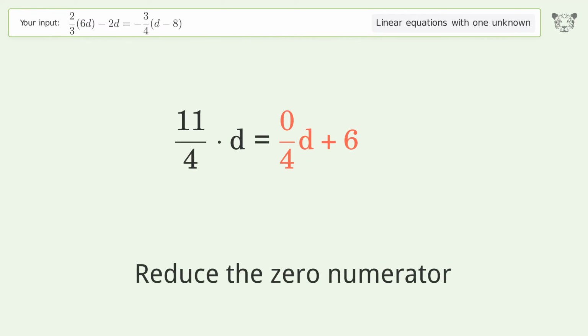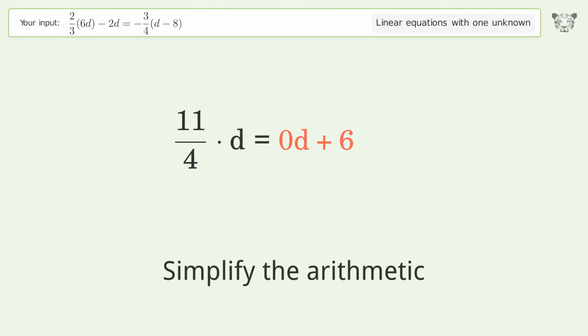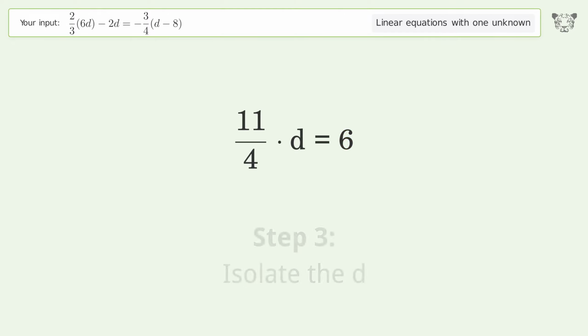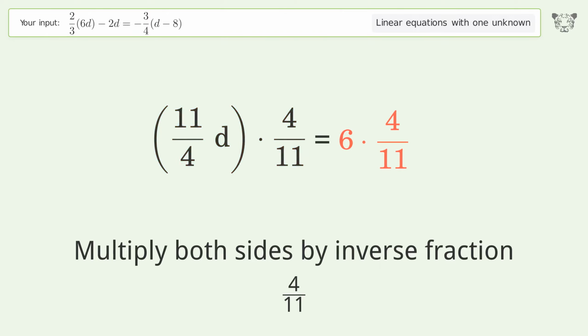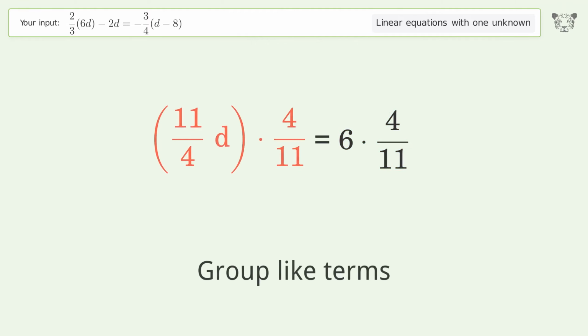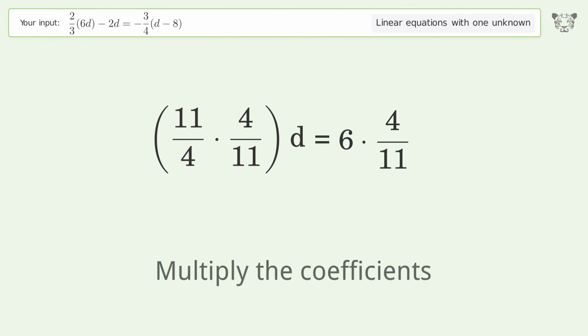Reduce the zero numerator. Simplify the arithmetic. Isolate the d. Multiply both sides by inverse fraction 4/11. Group like terms. Multiply the coefficients.